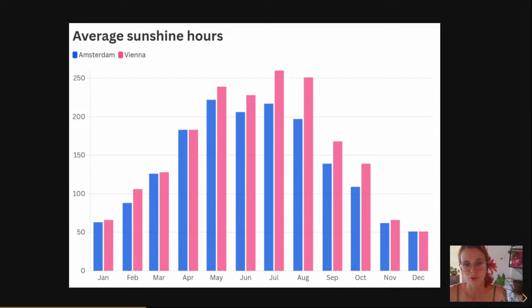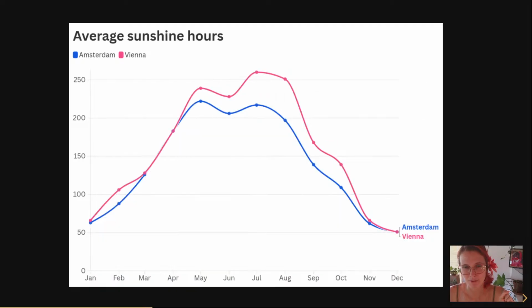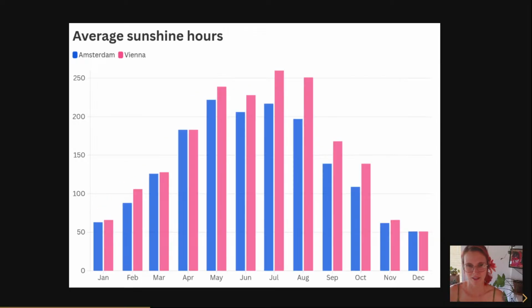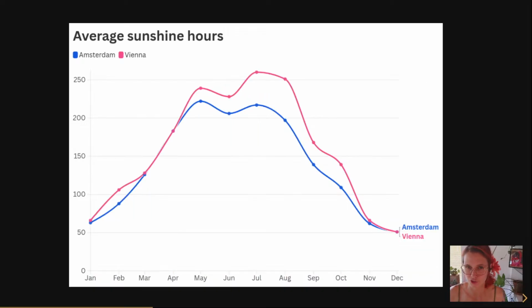Maybe I'd like to draw some comparison here. And this bar chart looks quite good. We see that Vienna gets more sunshine hours than Amsterdam. But what about this one? This shows us way better that Vienna gets more sunshine hours than Amsterdam. It's way more obvious. There's too much happening here, right? Well, here it's just one line. It's clear. I see that very clearly.